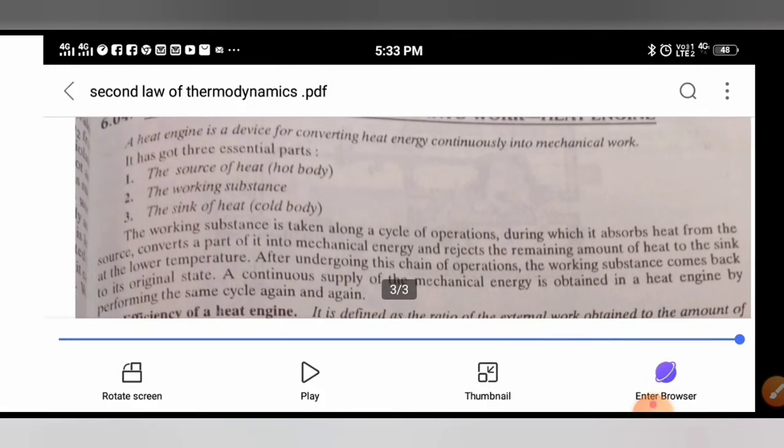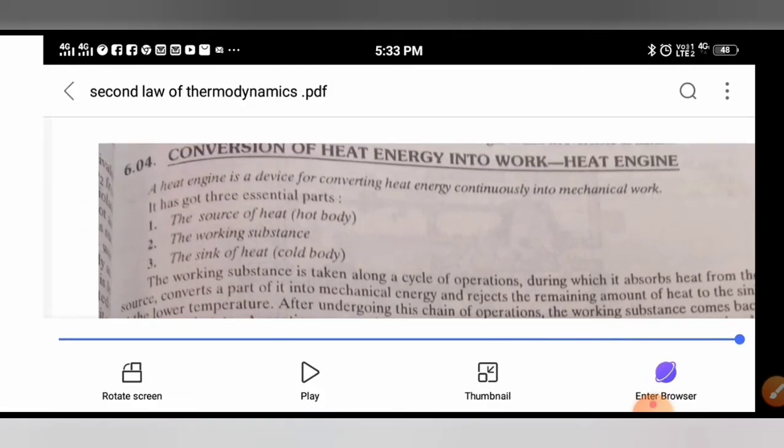Students, now our next topic is heat engine. Heat engine is a device which is used to convert heat energy into mechanical work.